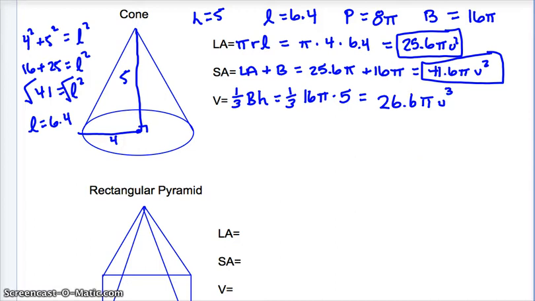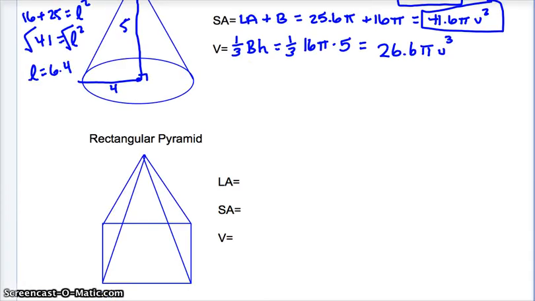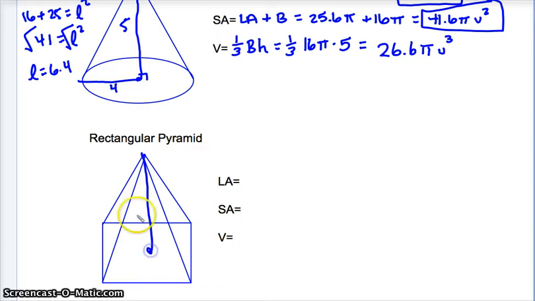All right, let's look at an example of a rectangular pyramid. For this example, let's say I'm given a height of 10, and I'm given the length and width, so 6 and 4, and I'm asked to find the lateral area, the surface area, and the volume. Let's also say that my slant height here is 12.